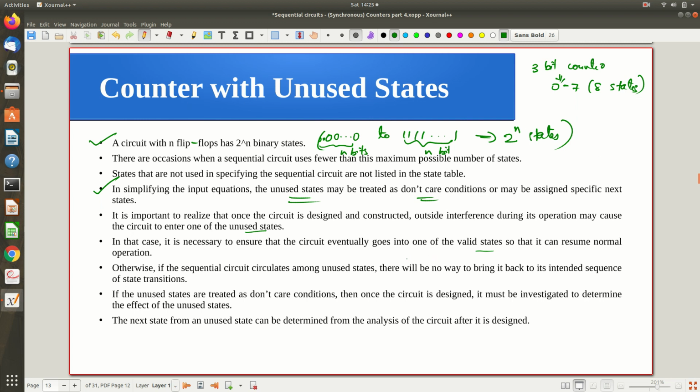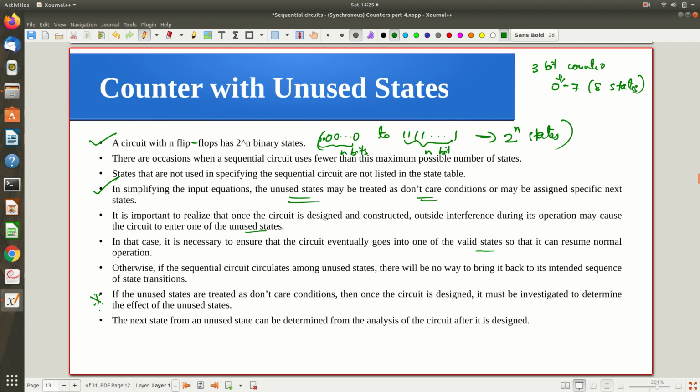Otherwise, if the sequential circuit circulates along some unused states, there will be no way to bring it back to the intended sequence of transitions, and that we don't want, right? So if the unused states are treated as don't care conditions, then once a circuit is designed, it must be investigated to determine the effect of the unused states. So this is important after designing the circuit.